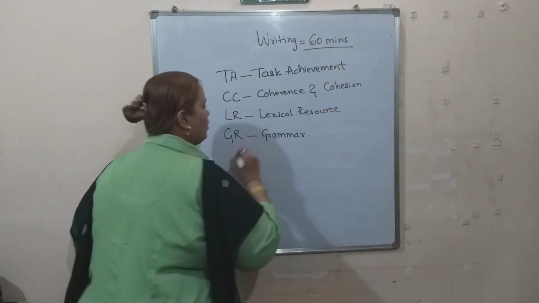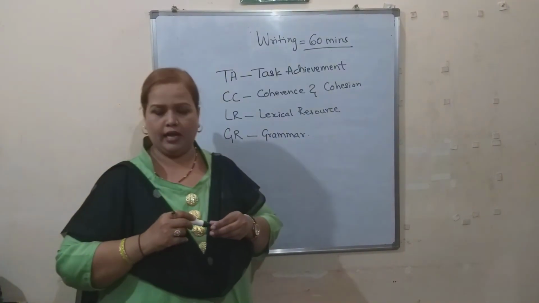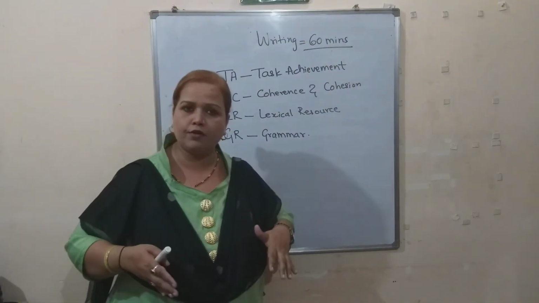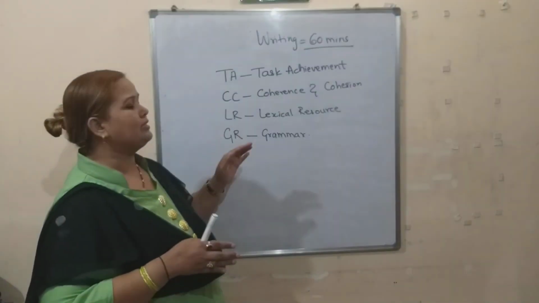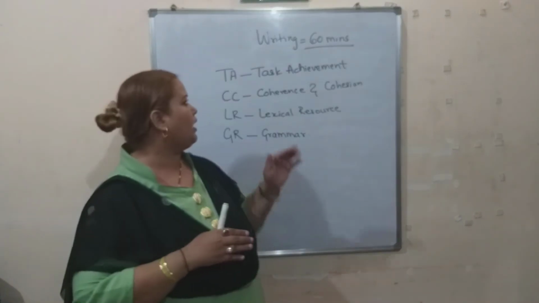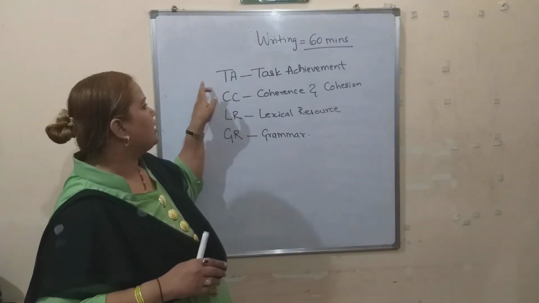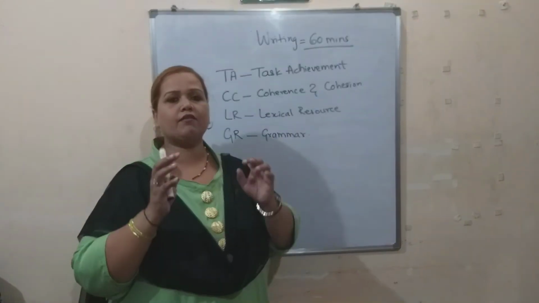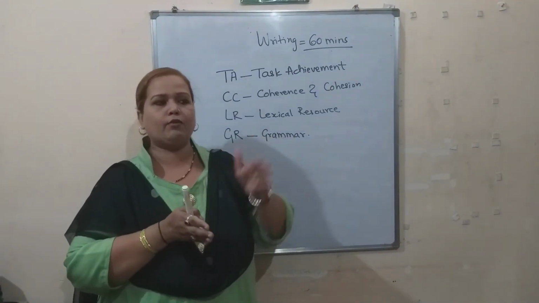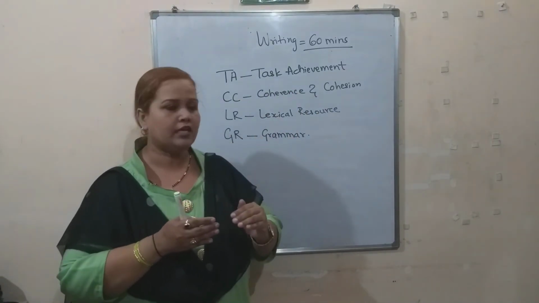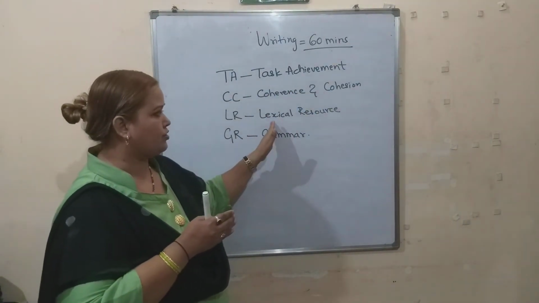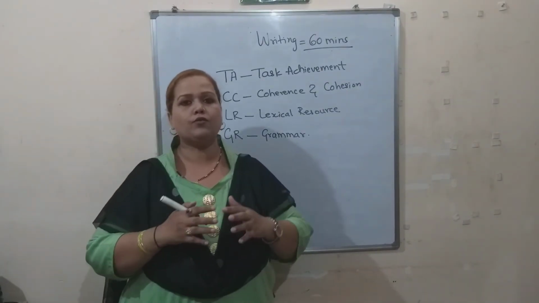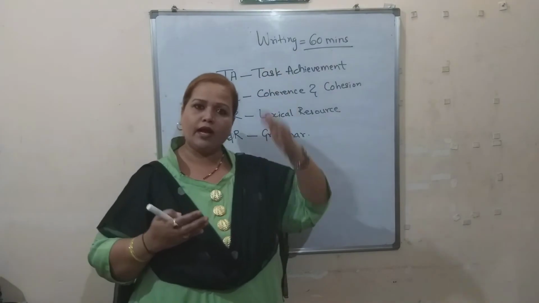Overall, the examiner looks at whatever has been given in the question, whatever bullet points have been given, and whether the candidate has understood that as well as achieved the task. So that is called task achievement. Okay. After that, coherence and cohesion. It means there is good connectivity in your writing, whether you have written the task with connectivity. Another thing is lexical resources. It means how good your vocabulary is, like how good a vocabulary you have used when writing.